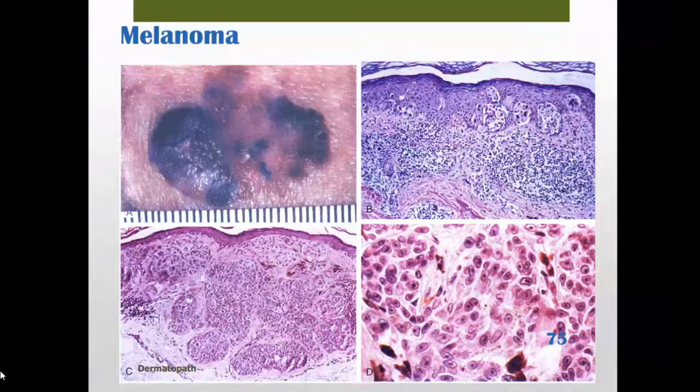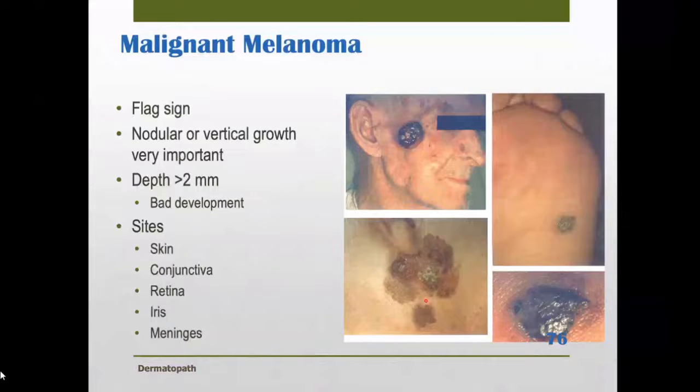Therefore, that is a factor for poor prognosis, and there are other things to look for. So you see here a blackish lesion.